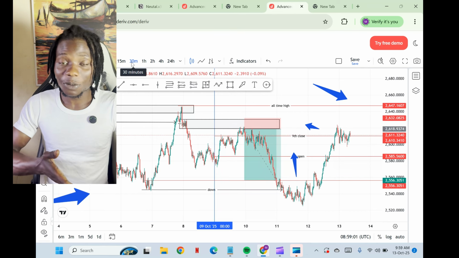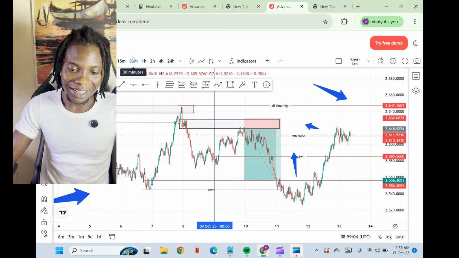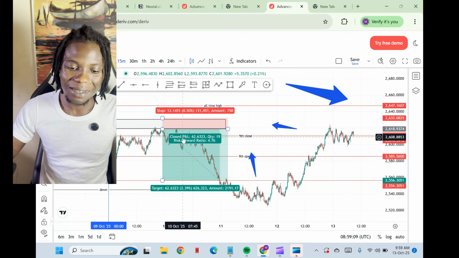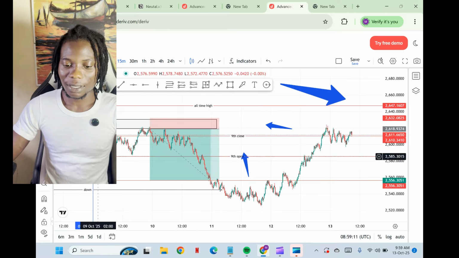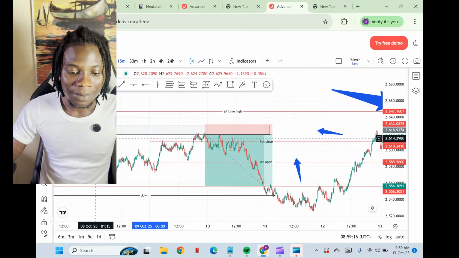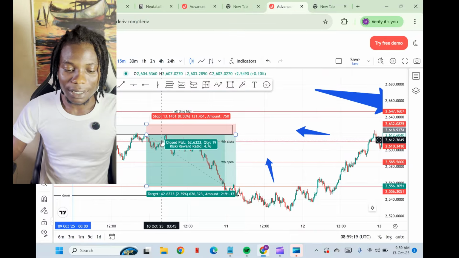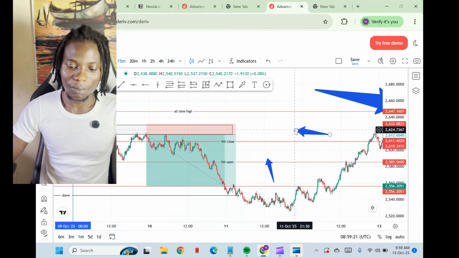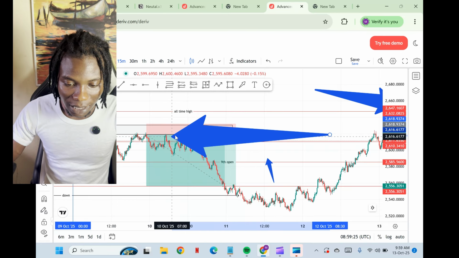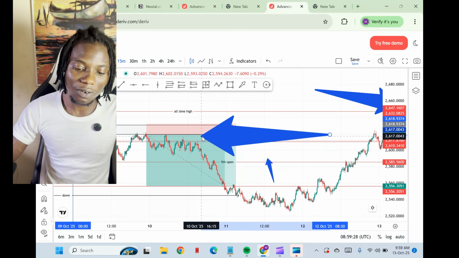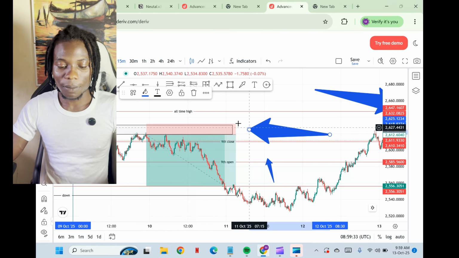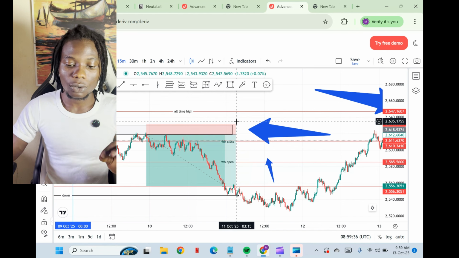I know you guys are like, what was your entry? Calm down. Since we have done the refining, like I said, I'm a day trader, we'll go to our 15 minutes time frame. This is where we backtest. 15 minutes and 30 minutes are almost the same. On our 15 minutes time frame, we have an evening star confirmation on this level. Since we have evening star confirmation on this level, that means we are good to go.